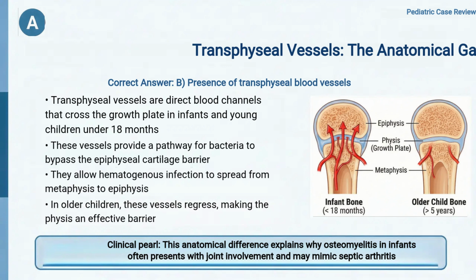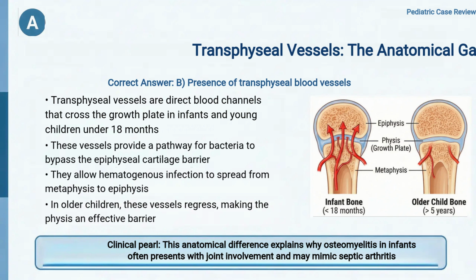In infants and children under 18 months of age, specialized blood vessels called transphysial vessels pass directly through the growth plate, connecting the metaphyseal circulation to the epiphysis. These vessels provide a direct anatomical pathway for bacteria to bypass the epiphyseal cartilage barrier and spread from the metaphysis into the epiphysis and potentially into the adjacent joint.